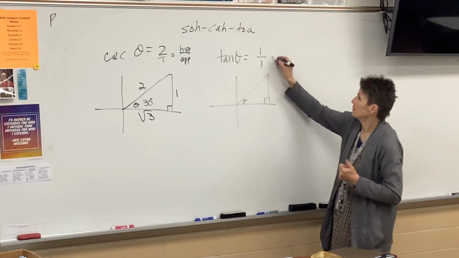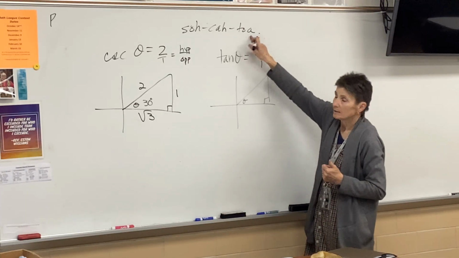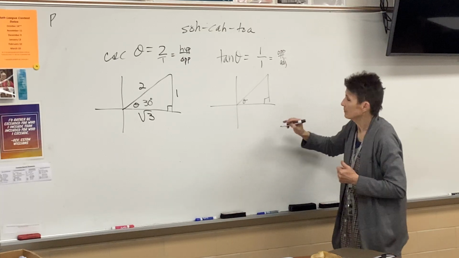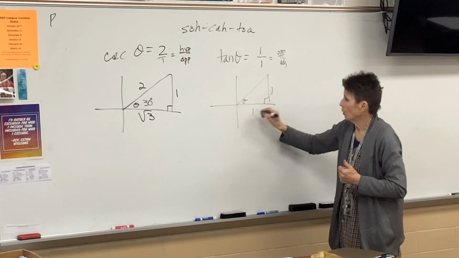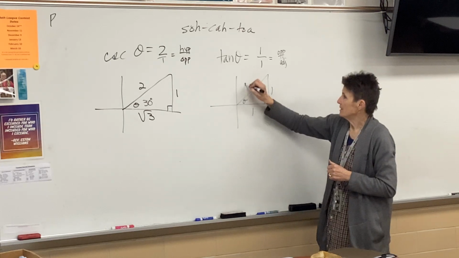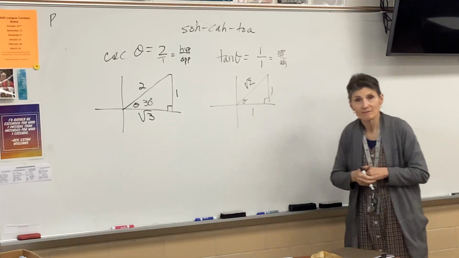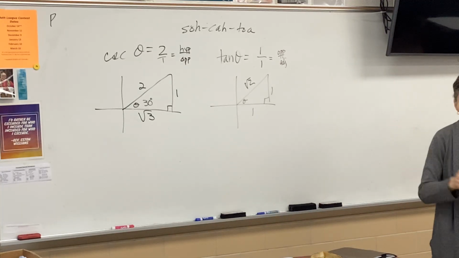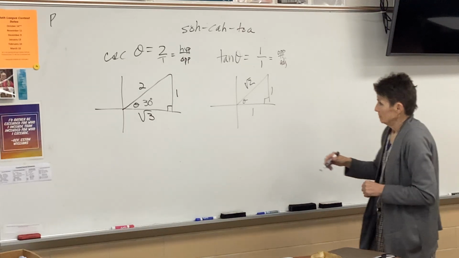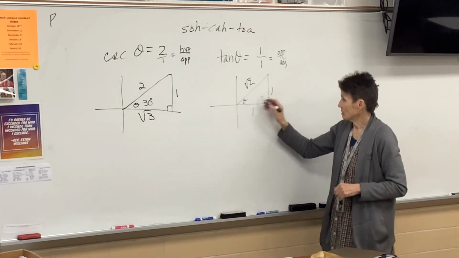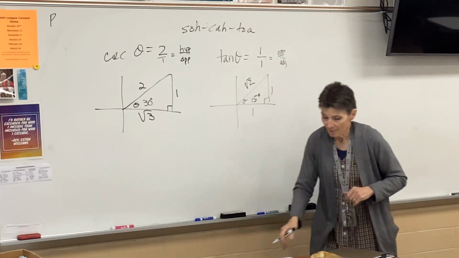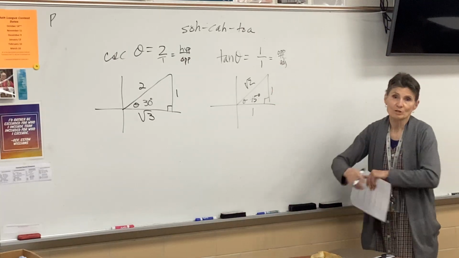Tangent is opposite over adjacent. So 1, 1. Opposite, adjacent. This is a 45, 45, 90 triangle. You have a 1 and a 1 and then a root 2. 45, 45, 90, across from the 1 is a 45. And, excuse me, got the hiccups. That is the answer to the question.